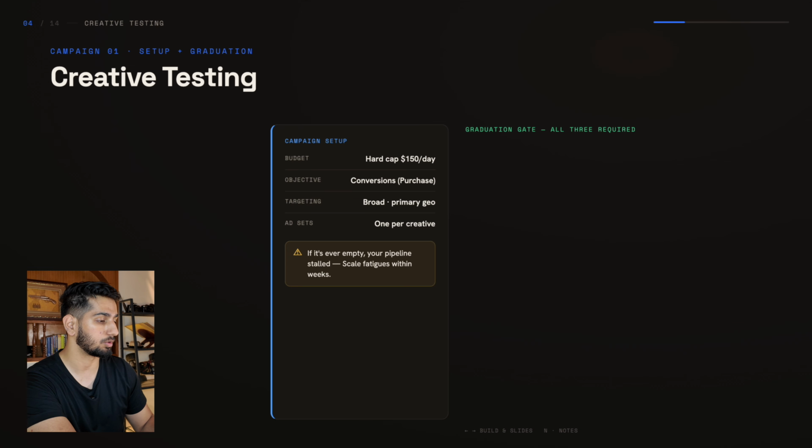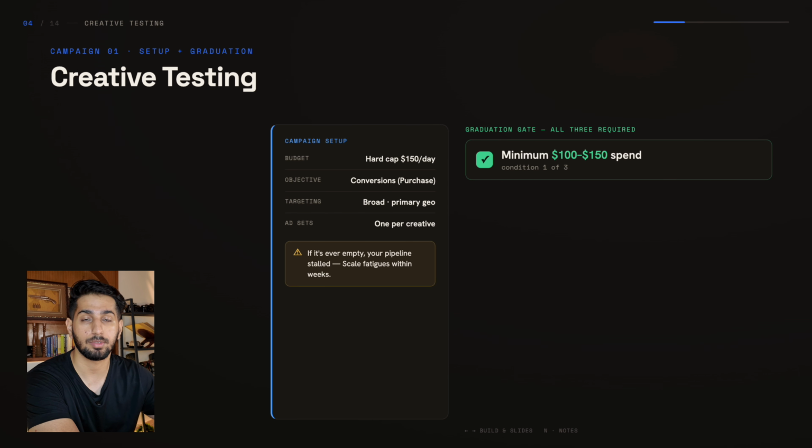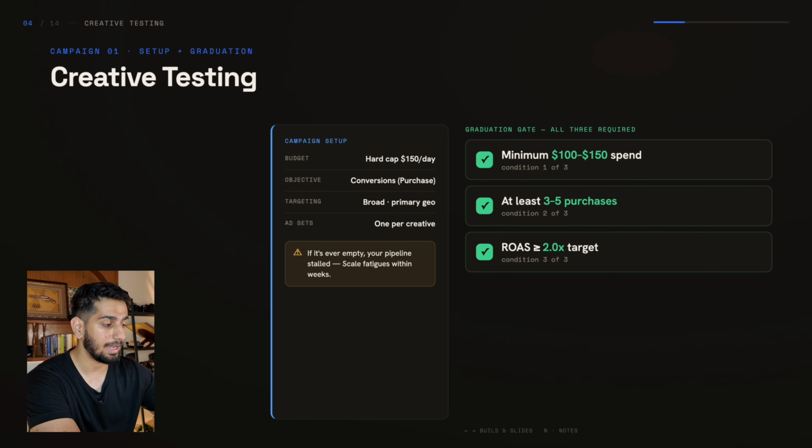But let's jump right into graduation criteria. So how do you figure out if a creative should be promoted into the scaling campaign? Very simple, very straightforward. Number one, it should have a minimum spend of about $100 to $150, right? If that checks out, the second thing you want to look for is at least 3 to 5 purchases. And number three, your ROAS should be at or above your target. And this typically should be at least 2x or higher. If your ad creative checks all these 3 boxes, that means you're going to graduate into the scaling campaign. Again, very simple, very straightforward.